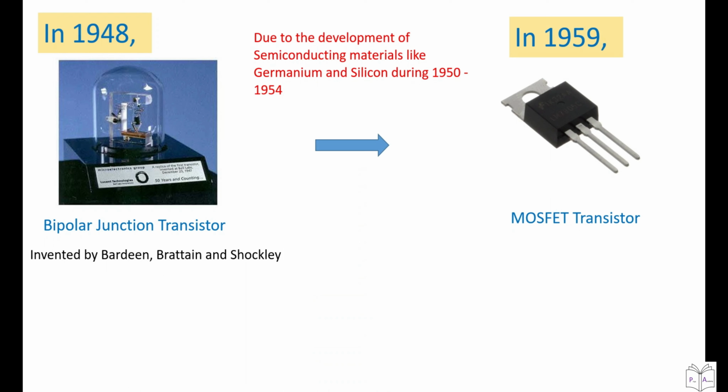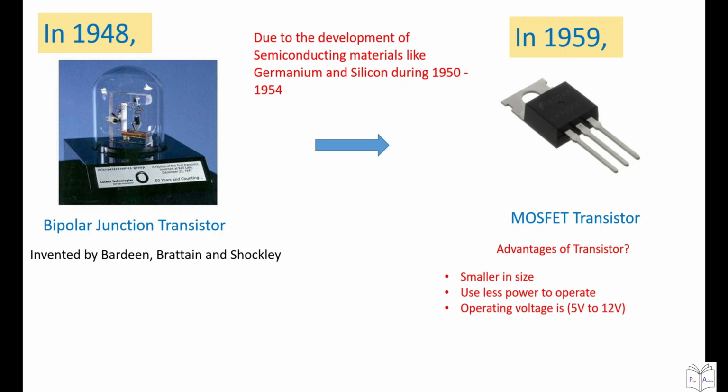MOSFET stands for metal oxide semiconductor field effect transistor. This MOSFET transistor made a revolution in the field of electronics. After that, there were so many improvements in the electronics field. Why? Because it has many advantages. It is smaller in size and uses less power to operate. The operating voltage is 5 volts to 12 volts, as I told you before.